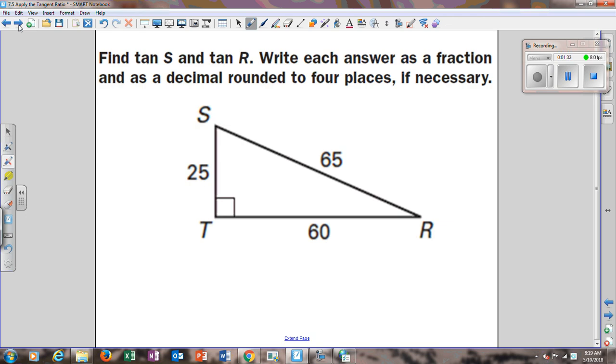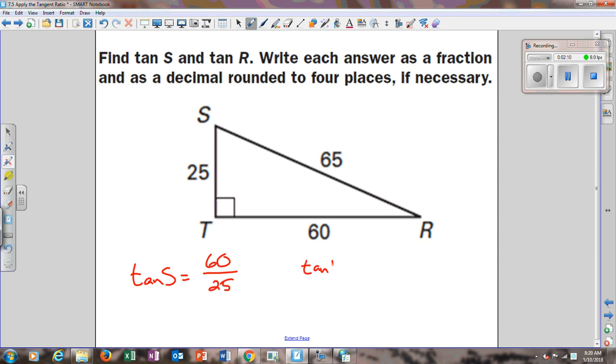And so if we look at this, we need to find the tangent of S and the tangent of R. Okay? So all you do to find tan S, you do opposite over adjacent. The opposite is 60, adjacent is 25. Now you'll notice adjacent is 25 and not 65. That's because 65 is the hypotenuse. You're looking for the leg that's adjacent to S.